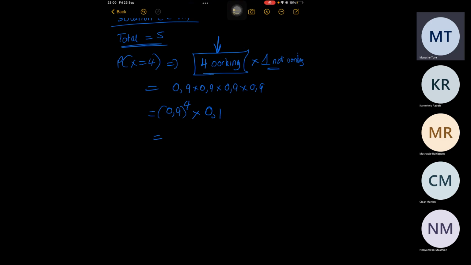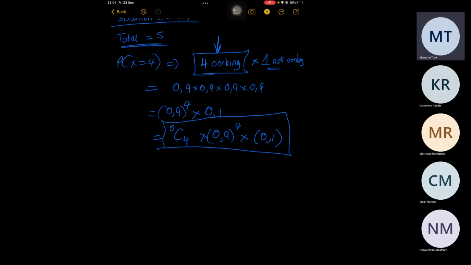That's when you account for it with counting methods. So you have 5 components, the total sample space. Then how many components do you want to choose that are working? Obviously, you want to choose 4. Then times the probability of 4 components working, which is 0.9 to the power 4, then times the probability of 1 component not working, which is 0.1. So this is how you go about the probability of x equal to 4.